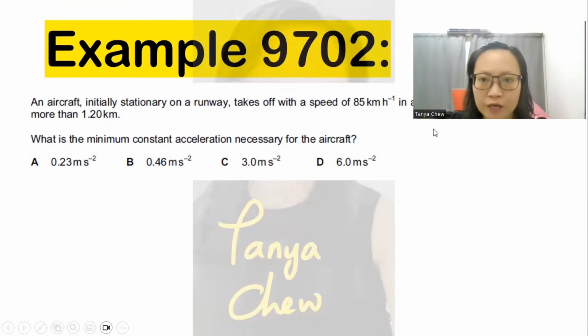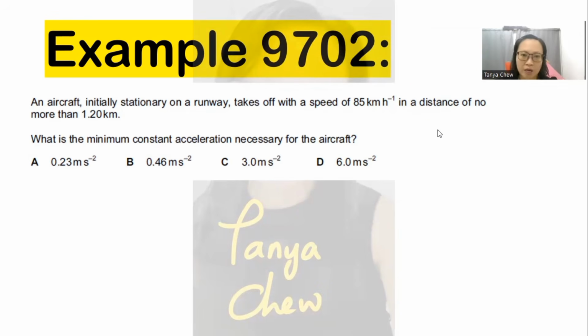An aircraft initially stationary on a runway takes off with a speed of 85 km per hour in a distance of no more than 1.2 km. So what is the minimum constant acceleration necessary for the aircraft? So I know that the initial velocity is equal to 0. This is a takeoff speed, and this is a distance, and they ask about acceleration.